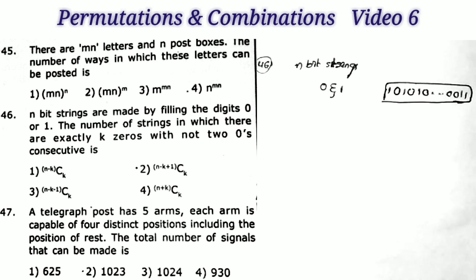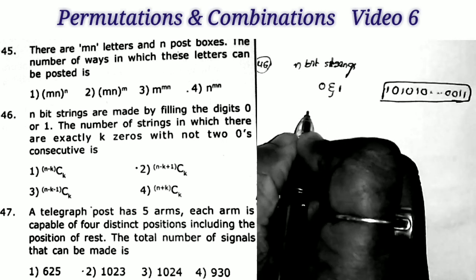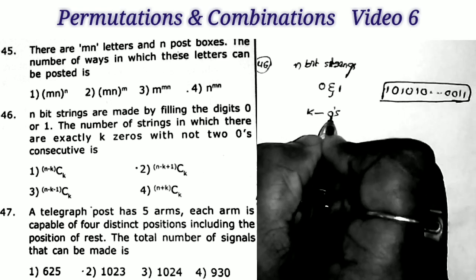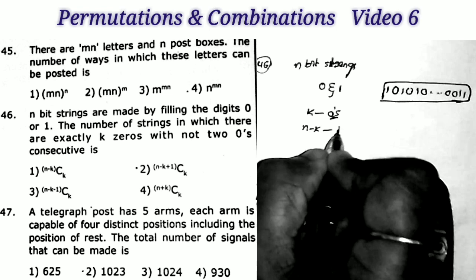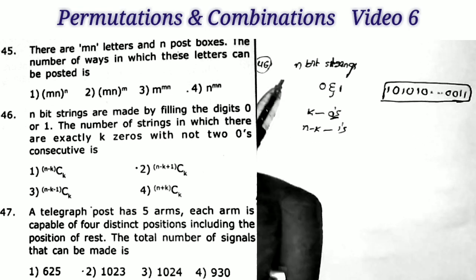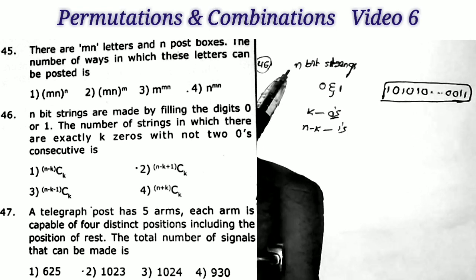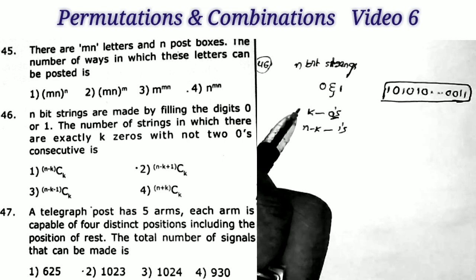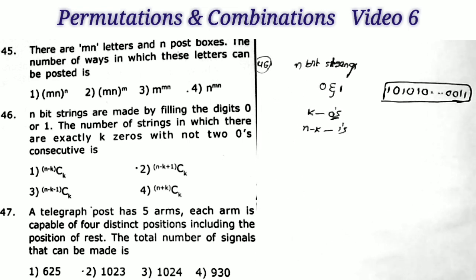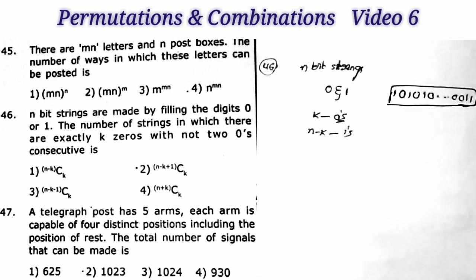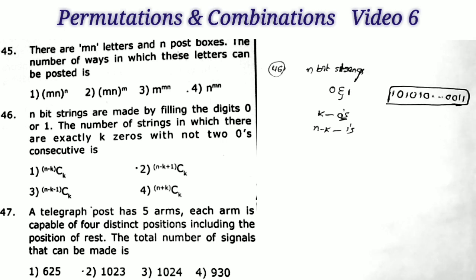What is the condition? The number of strings in which there are exactly k zeros. Given that the number of zeros is equal to k, the number of ones is equal to n minus k, since the total is equal to n. That is, in this we have k zeros and n minus k ones. What is the condition? Exactly k zeros with no two zeros consecutive.